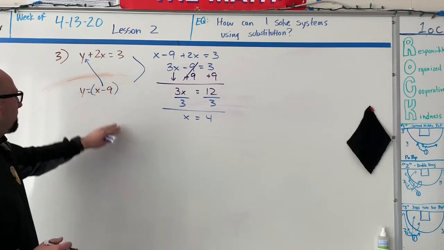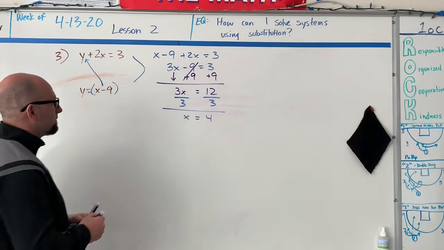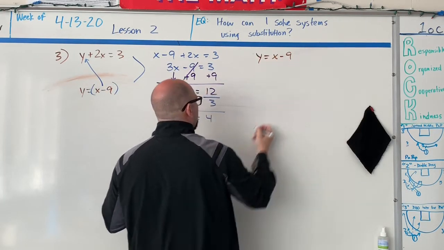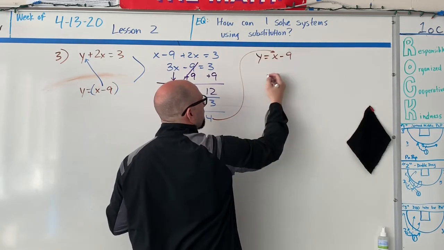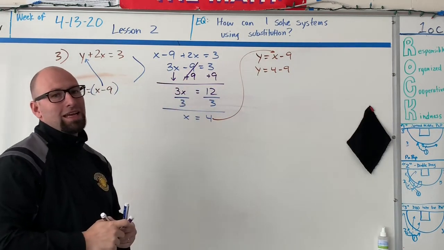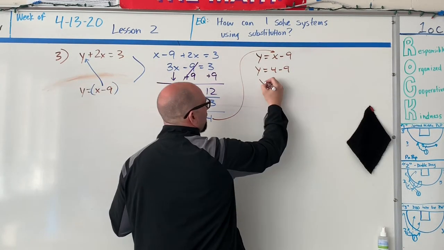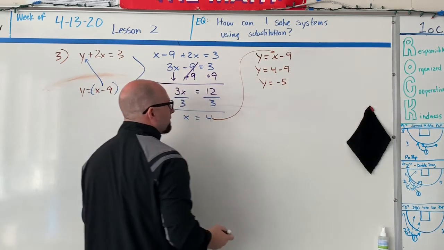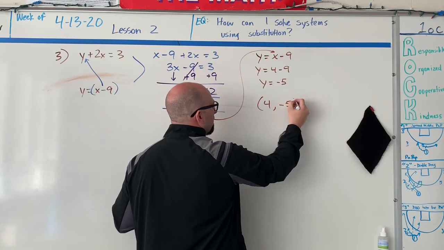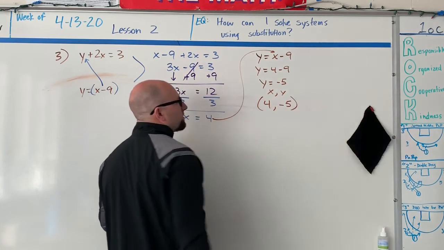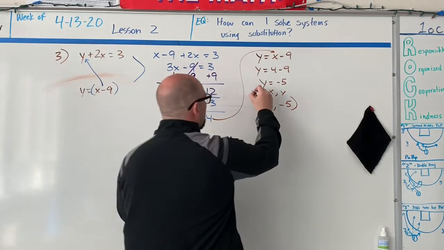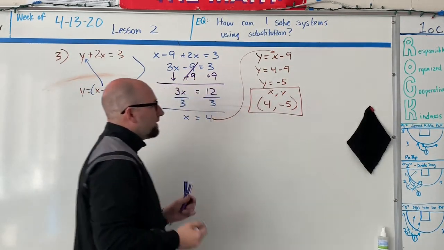Now I'm going to take that 4 and plug it back into either one of the equations. It doesn't really matter, but I think I'm going to use y equals x minus 9. So I'll go y equals x minus 9, and then I'm going to plug in 4 right there. So I've got y equals 4 minus 9. So 4 minus 9 is -5. So y equals -5. Okay? So my solution is (4, -5). Remember, it's always an x, y coordinate point. Don't mix those up. So my solution right here is (4, -5).